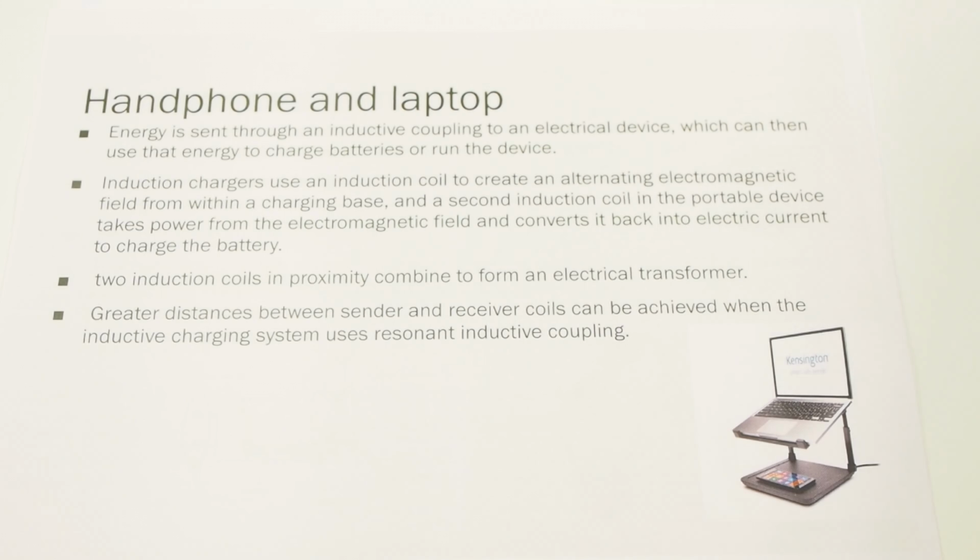Handphone and laptop. Energy is sent through an inductive coupling to an electrical device, which can then use that energy to charge batteries or run the device. Induction chargers use an induction coil to create an alternating electromagnetic field from within a charging base, and a second induction coil in a portable device takes power from the electromagnetic field and converts it back into electric current to charge the battery.